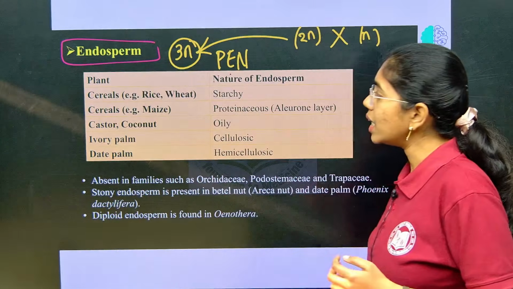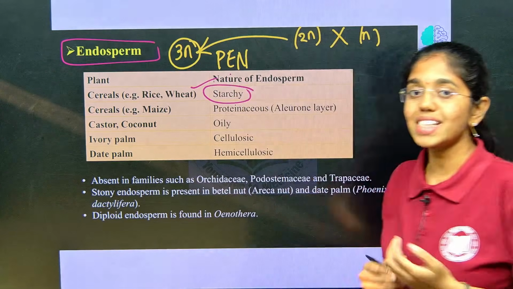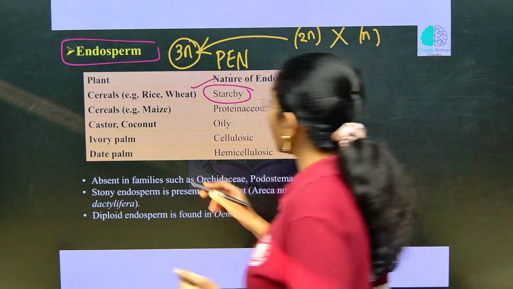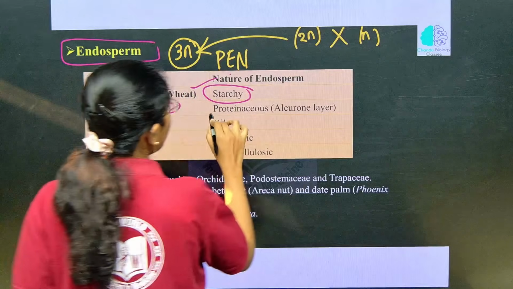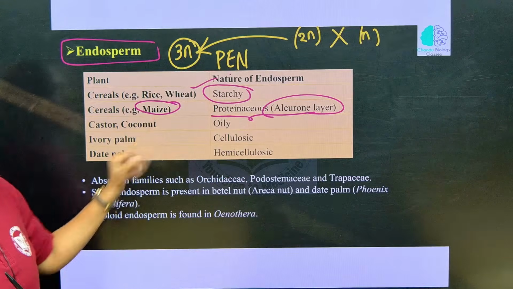Here if you see in cereals like rice and wheat, the endosperm is starchy. You will see starchy endosperm in cereals like rice and wheat. In cereals like maize, you can also see proteinaceous endosperm, that is aleurone layer over the starchy endosperm.